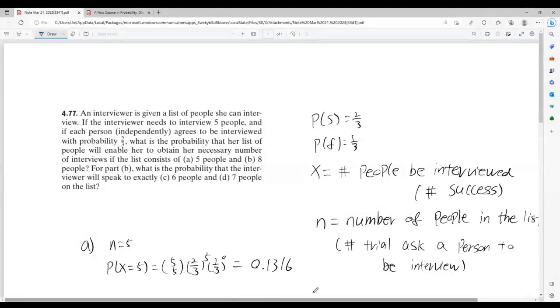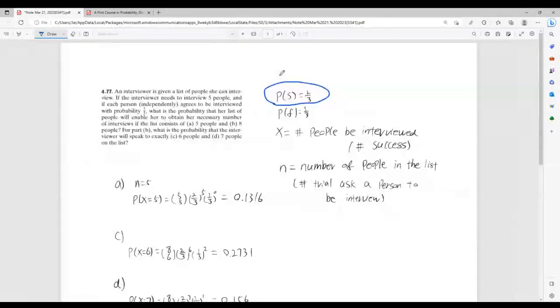So we first of all interpret the information. For people agreeing to be interviewed, we have probability 2/3, and the complement will be 1/3. The random variable is the number of people to be interviewed, which is also the number of successes. If a person accepts being interviewed, that will be a success. And N will be the number of people in the list, so that also represents the trials.